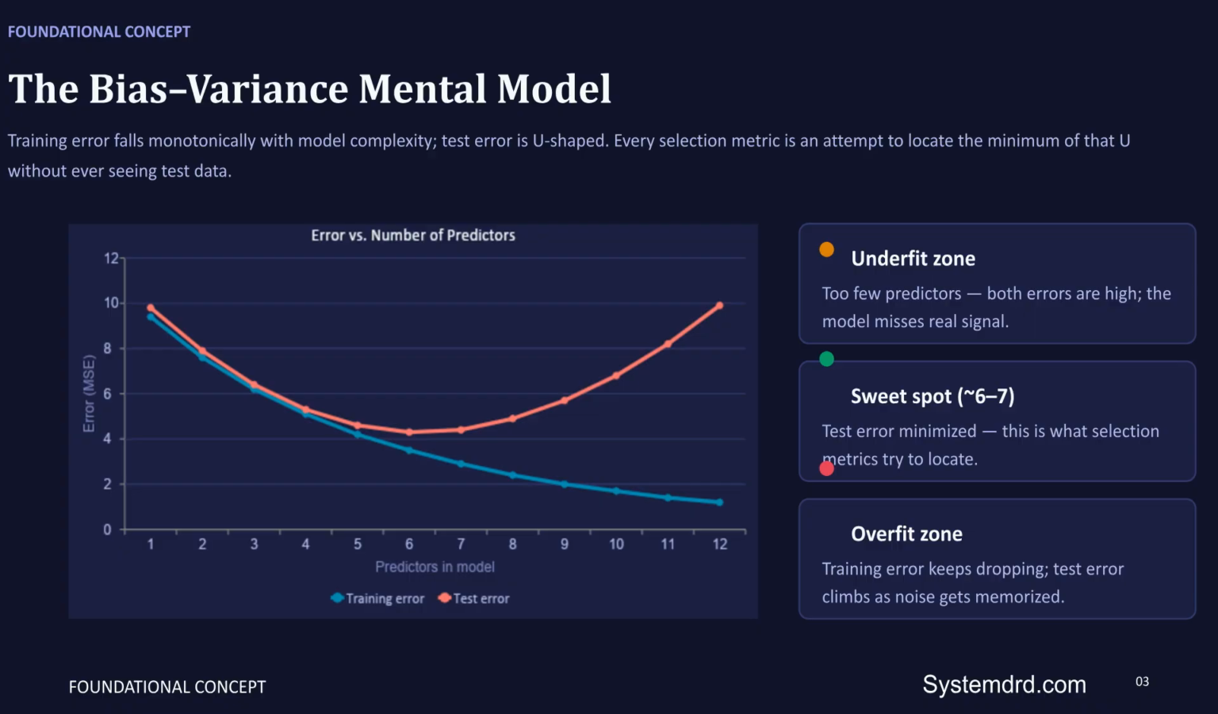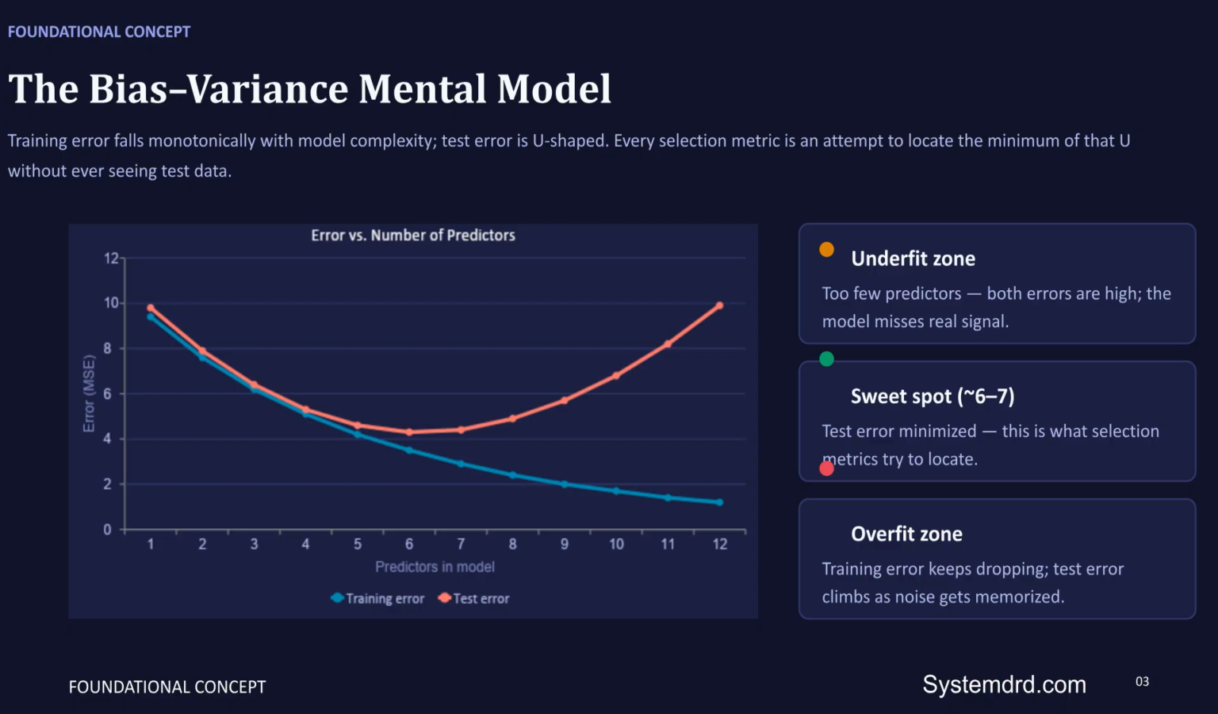That shape gives us 3 zones. On the left, with too few predictors, we're in the underfit zone. Both training and test error are high because the model is missing real signal. In the middle, around 6 or 7 predictors here, we hit the sweet spot. This is the minimum of that U-shaped curve, the point every selection metric is trying to locate. And on the right, the overfit zone. Training error keeps dropping, looking better and better, while test error climbs because the model is now fitting noise that happens to be in this particular training set.